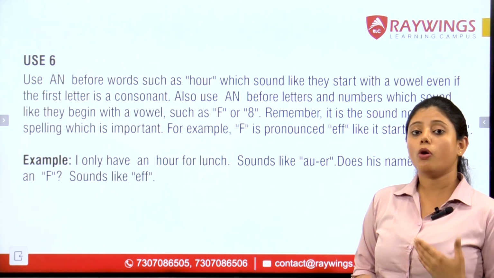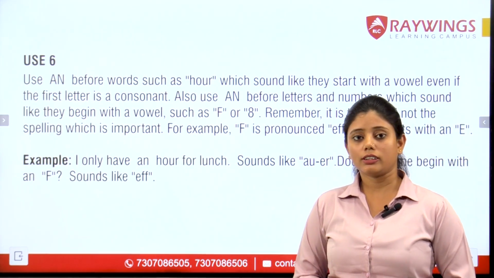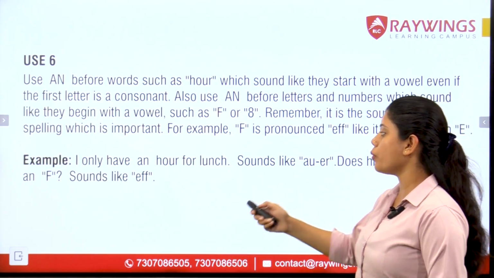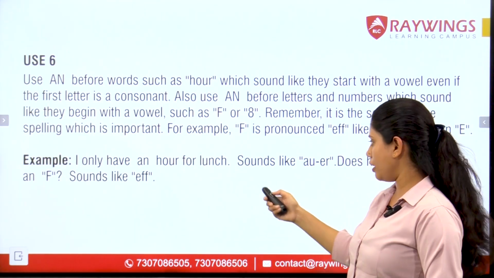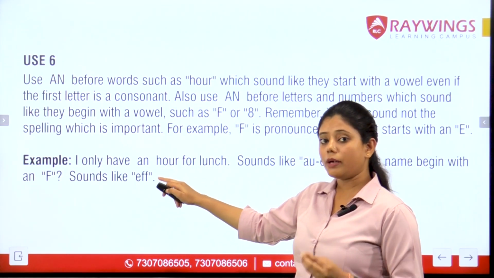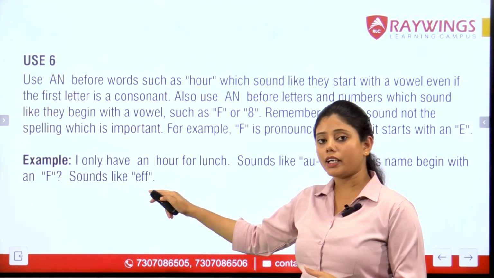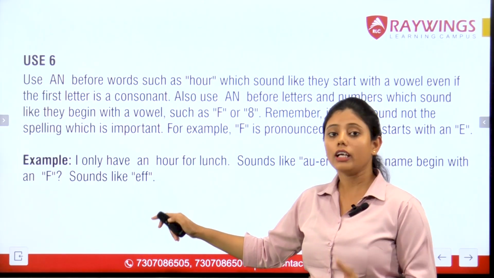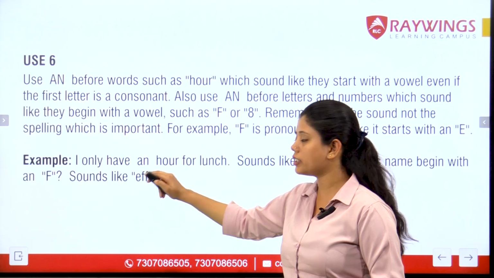Similarly, there can be more words like eight, right? Or for example: I have only an hour for lunch. Now here, this hour, H. Although it may look like it is starting from a consonant, in the pronunciation, the sound is coming of a vowel. That's why we are using article an here.